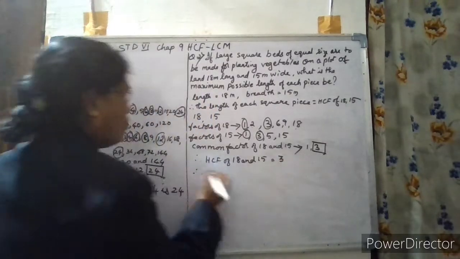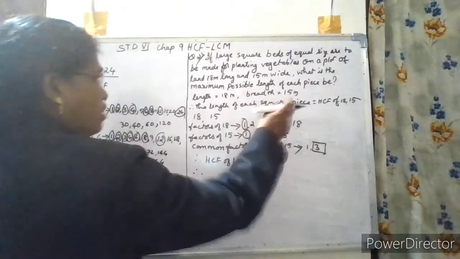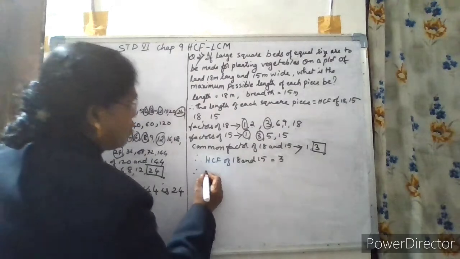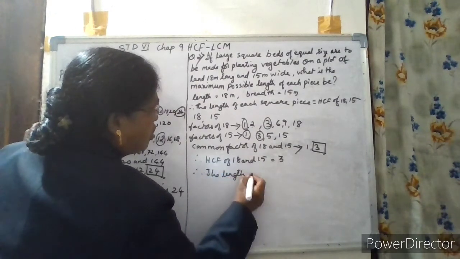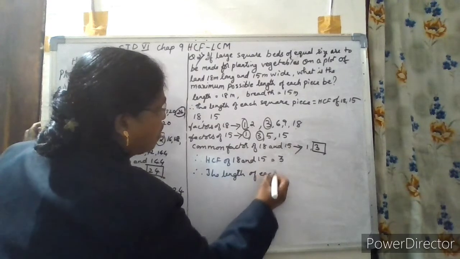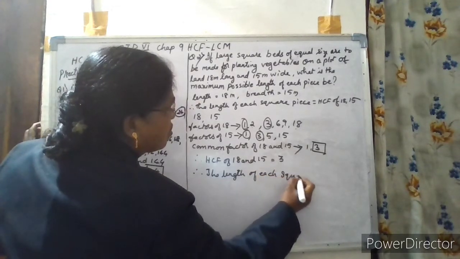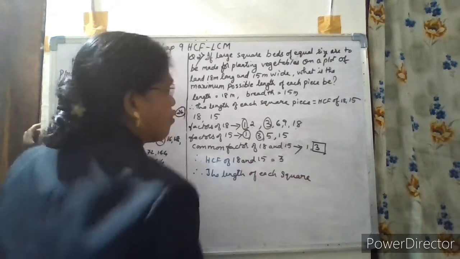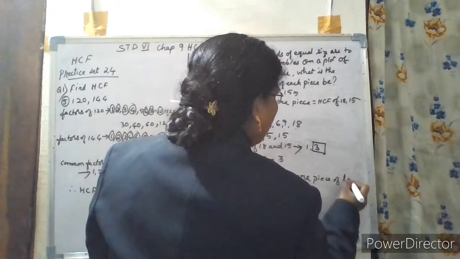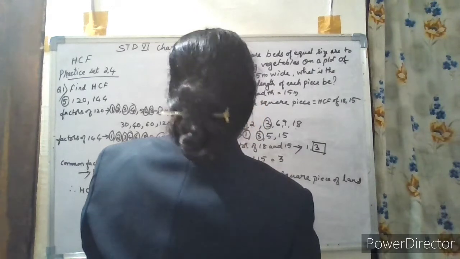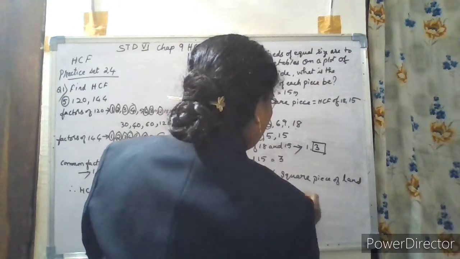Therefore, the length of each square piece of land is 3 meters.